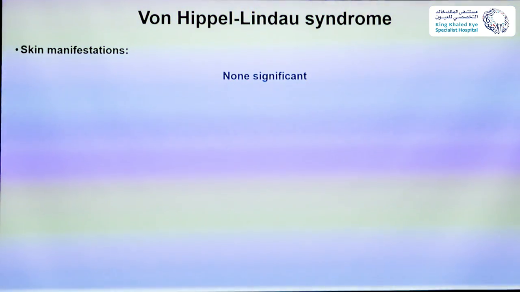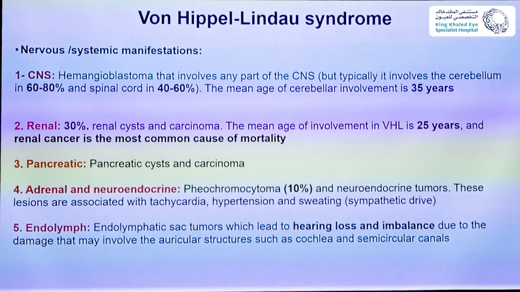Luckily, we don't have skin manifestations here. Regarding the nervous or systemic manifestations, there are a lot. Starting with the CNS, the most characteristic lesion you can find in imaging is the hemangioblastoma. It can involve any part of the CNS, but typically the cerebellum or the spinal cord. Spinal cord is less likely, but cerebellar is the characteristic lesion. The mean age of cerebellar involvement is 35 years, so these changes are not congenital.